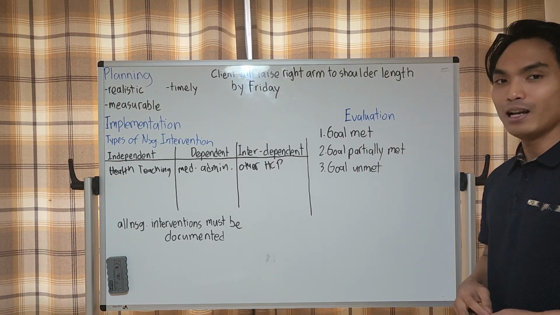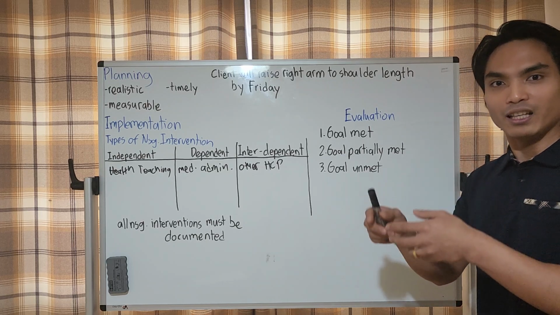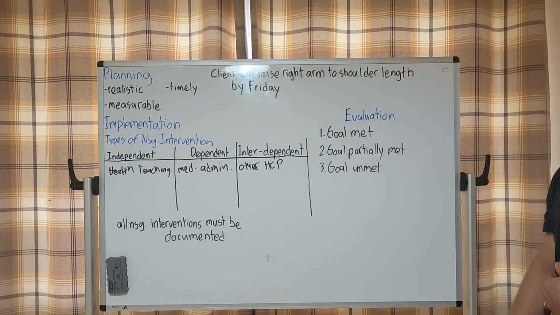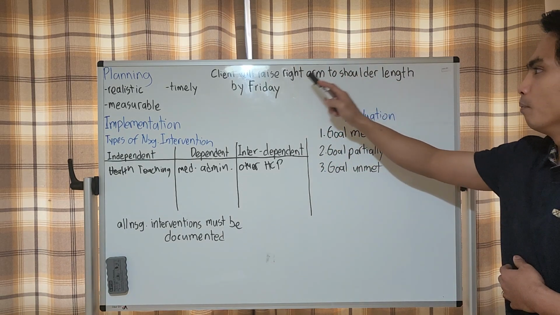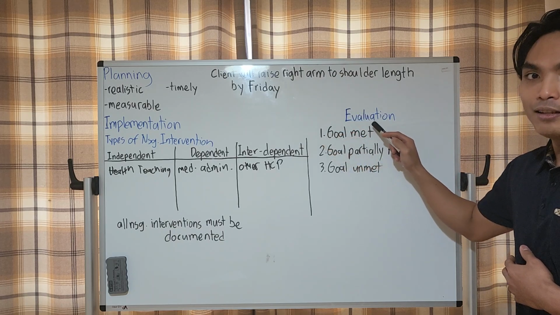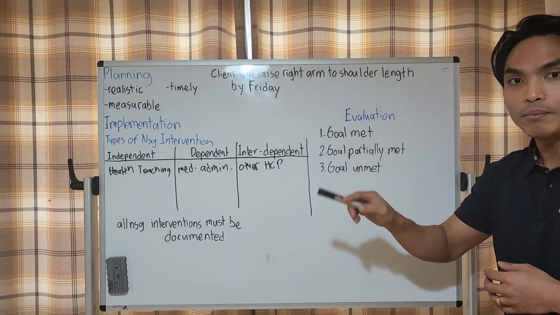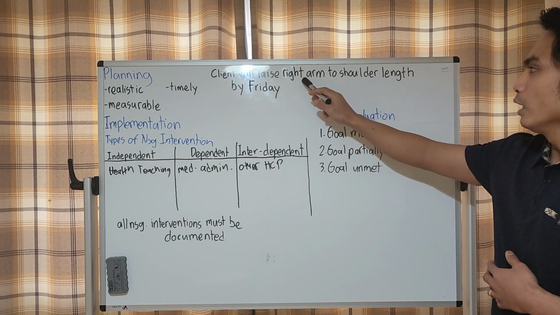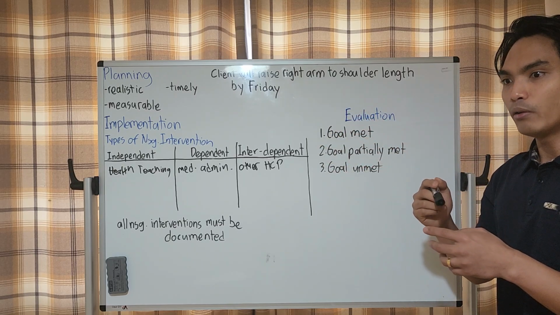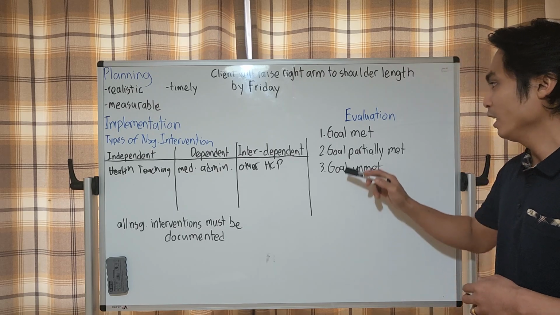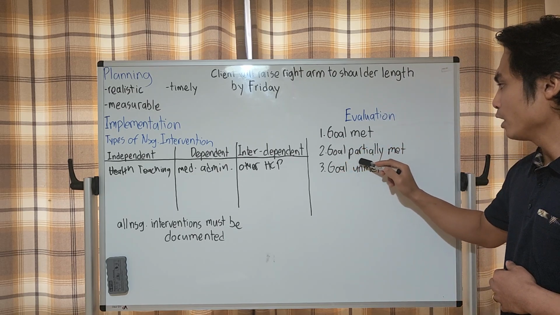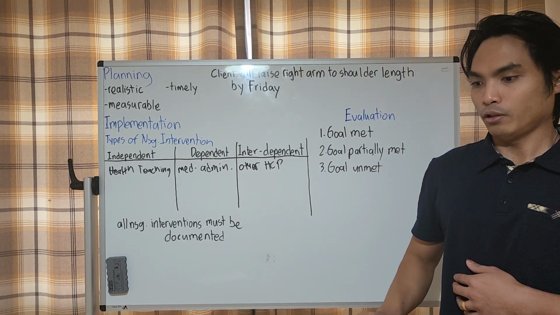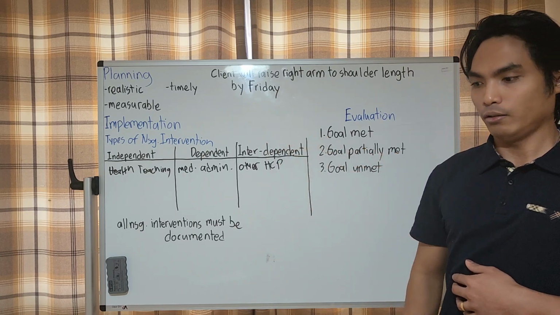Last is the evaluation. So now we will determine the effectiveness of the nursing care plan. For example, client will raise right arm to shoulder length by Friday. If your goal is met, we will terminate the nursing care plan. We will move on to another care plan. So maybe here we focus on the right arm, so the next care plan will focus on the right leg, right? If the goal is met. If the goal is partially met, for example, the client can only raise the right arm up to here after 5 days, by Friday, just here.